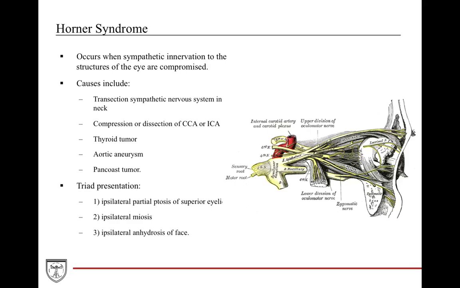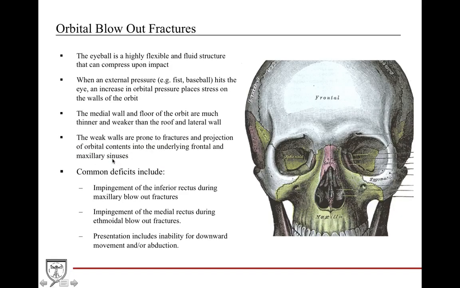And you get the characteristic triad presentation. You get ipsilateral partial ptosis, because the main contributor to eyelid elevation is not via the sympathetic nerves. You can get ipsilateral miosis, which is constriction. And then you also get ipsilateral lack of sweating on the face. All sympathetic functions, very easy to pick up. And if someone has Horner, they'll tell you they have Horner. A big thing that people love to test on is a Pancoast tumor. This is a tumor that resides in the apex of the lung that compresses the sympathetic nerve fibers on the way up.